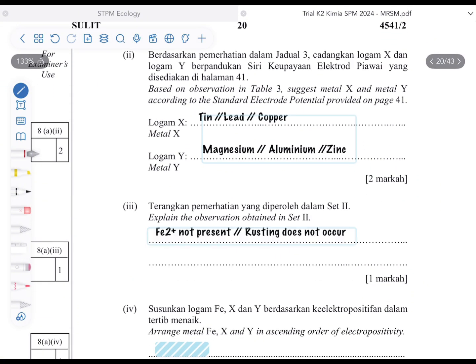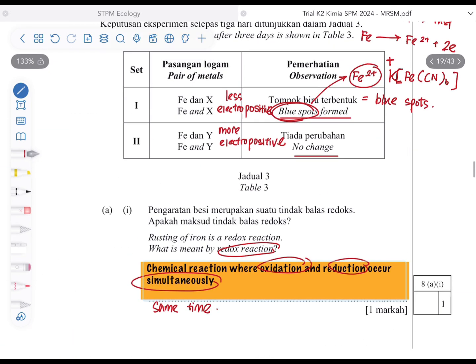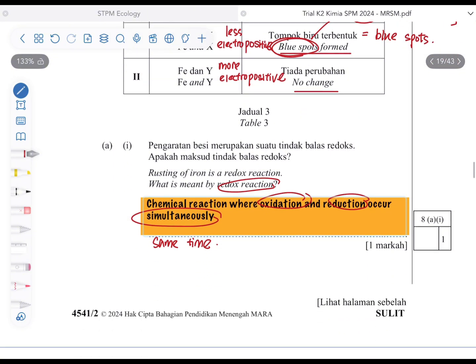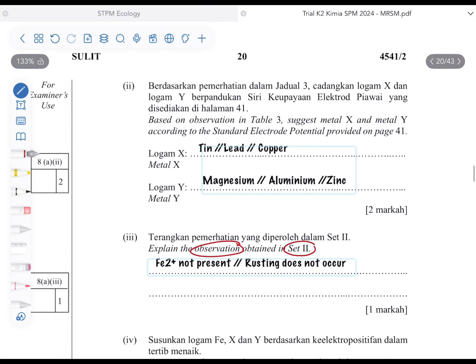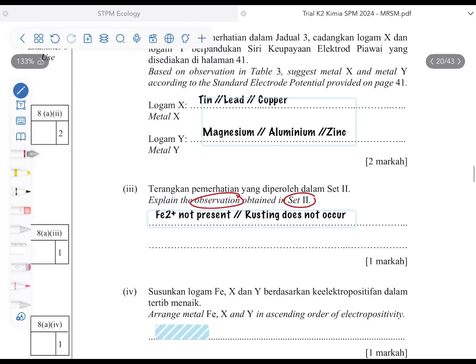Next, explain the observation obtained in set 2, which is what I mentioned. In set 2, the observation is no change. It means that rusting does not occur because the Fe²⁺ ion is not present.